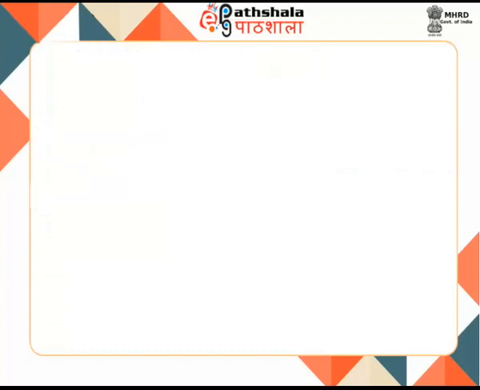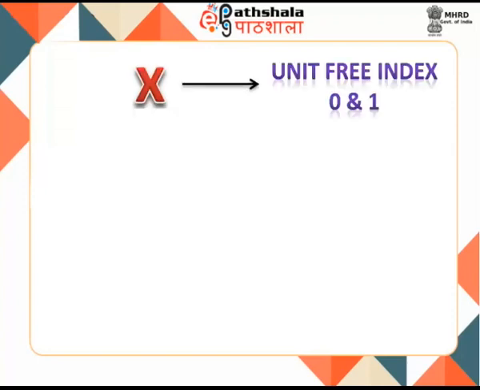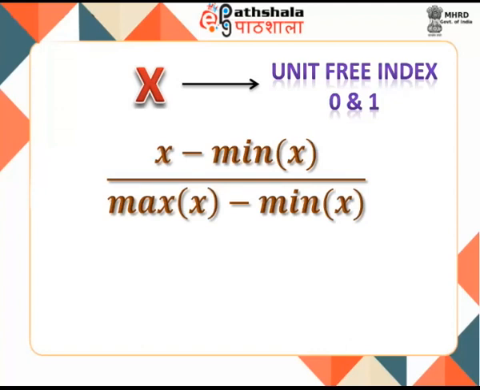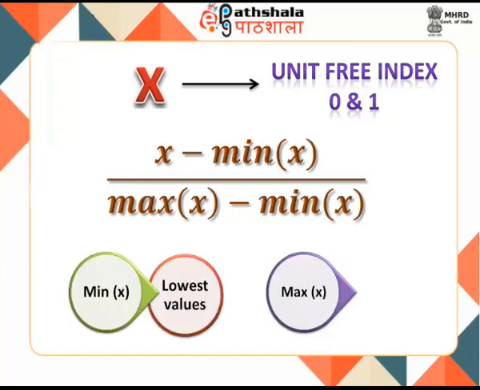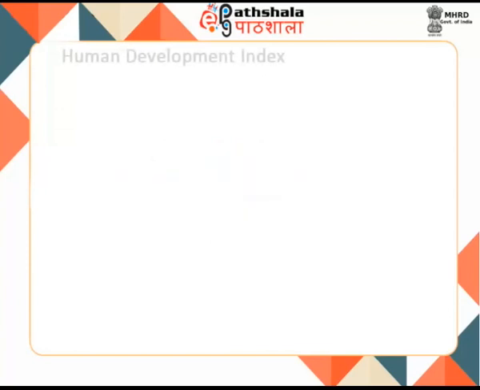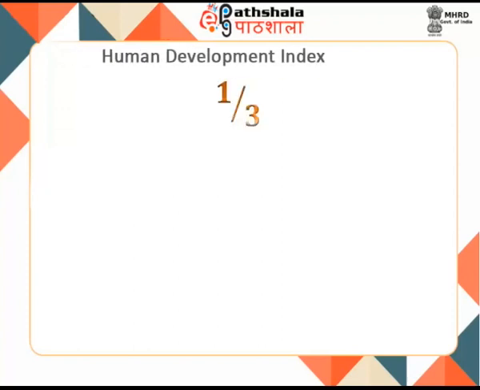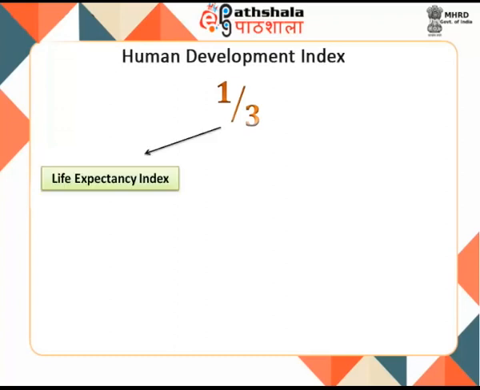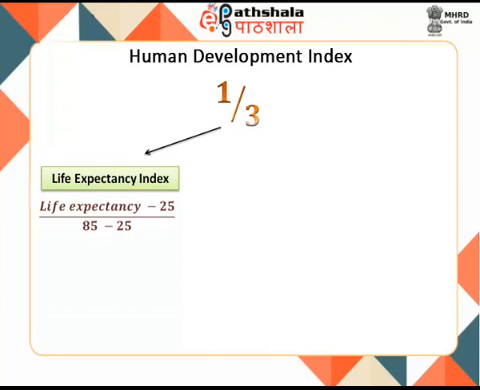In general, to transform a raw variable, say x, into a unit-free index between 0 and 1, which allows different indices to be added together, the formula used is (x minus minimum x) divided by (maximum x minus minimum x), where minimum x and maximum x are the lowest and highest values the variable can attain respectively. The Human Development Index (HDI) then represents the uniformly weighted sum with one-third contributed by each of the following factor indices. Life expectancy index equals (life expectancy minus 25) divided by (85 minus 25).